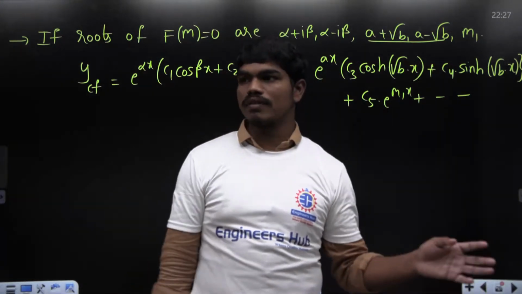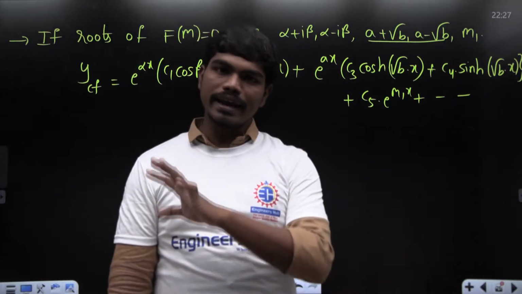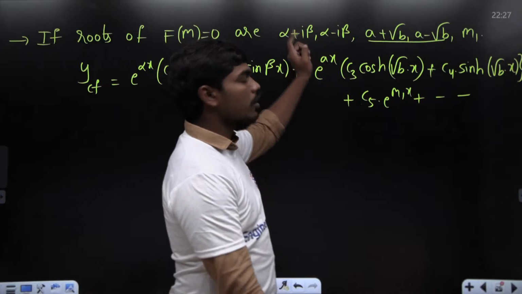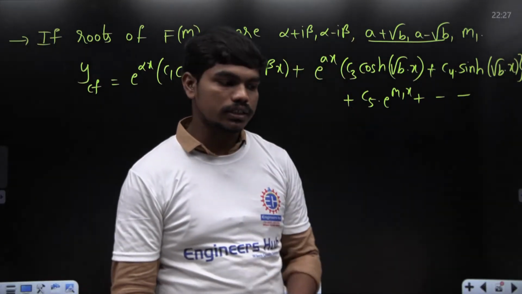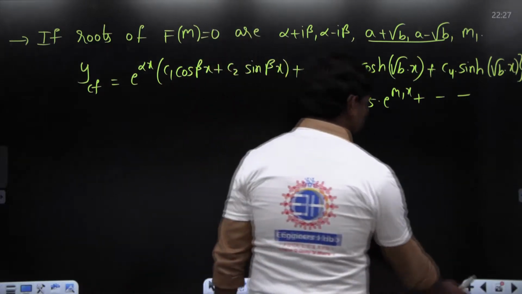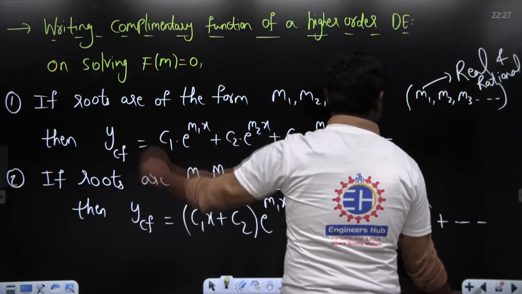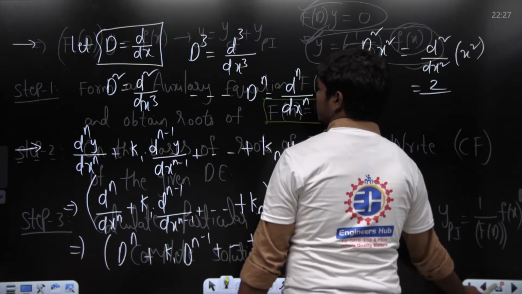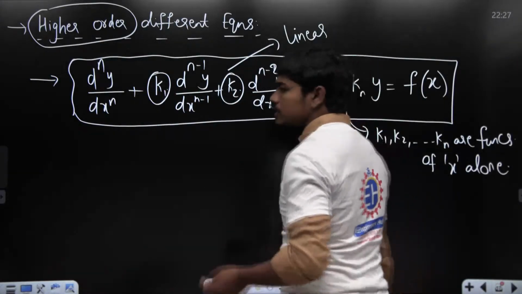So can we start solving problems? By this time you know how to write the complementary function of any given higher order differential equation, as long as this is just a polynomial function, meaning the coefficients of the differentiations are just constants. They are not any functions of x. So these complementary functions are available only when you have these k1, k2, k3 and so on, kn, which are just constants.